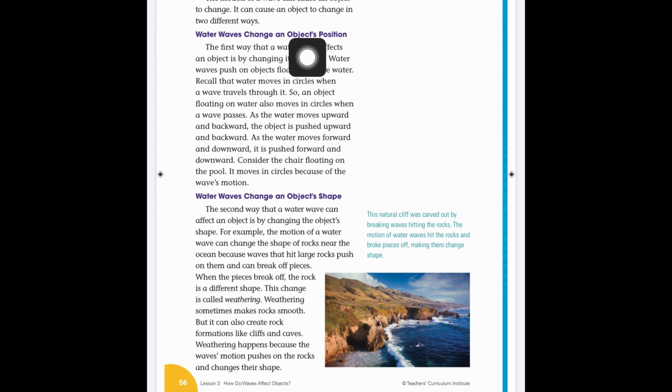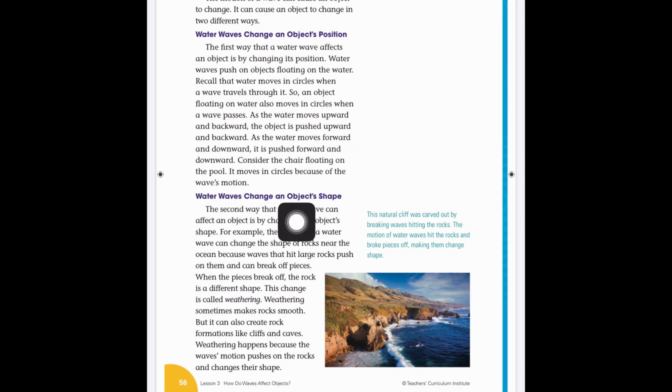Water waves change an object's position. The first way that a water wave affects an object is by changing its position. Water waves push an object floating on the water. Recall that water moves in circles when a wave travels through it. So an object floating on the water also moves in circles when a wave passes. As the water pushes upward and backwards, the object is pushed upward and backwards. As the water moves forward and downward, it is pushed forward and downward. Consider the chair floating on the pool. It moves in circles because of the wave's motion.